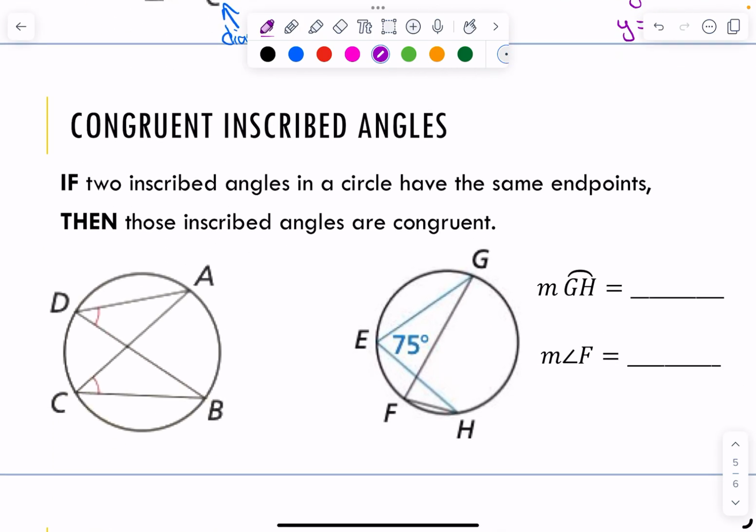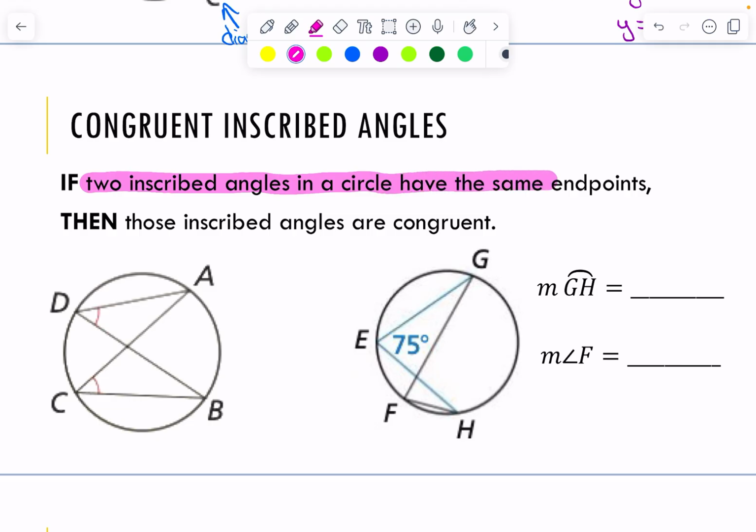Next, we have congruent inscribed angles. If two inscribed angles in a circle have the same endpoints, okay, that's the key, then the inscribed angles are congruent. So let's take a look at how this looks. If I'm looking here at angle ADB, you'll notice they end at AB, or they create the arc AB. Likewise, if I look here at ACB, they have the exact same endpoints.